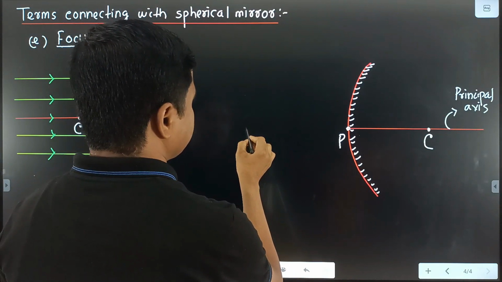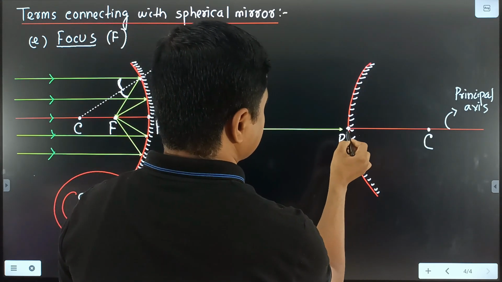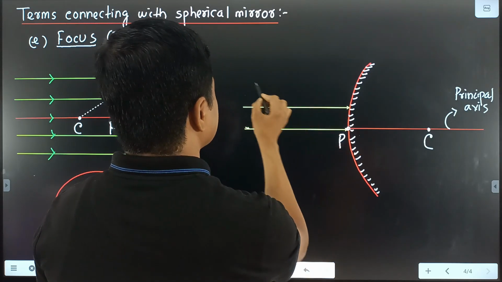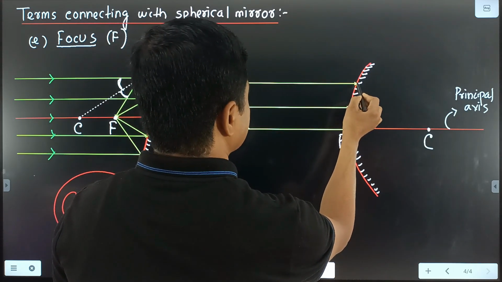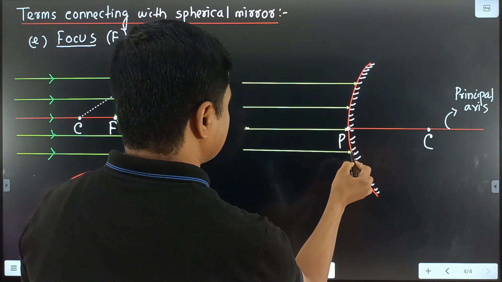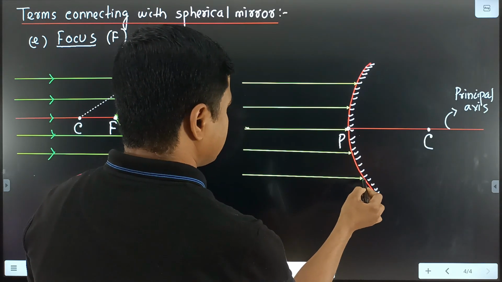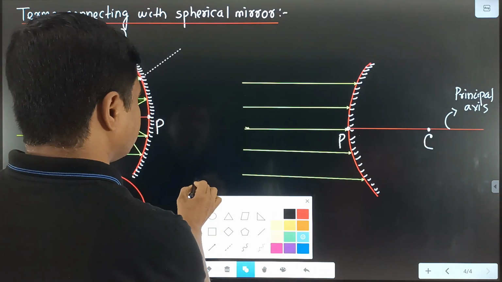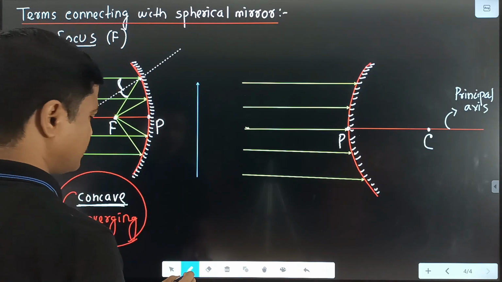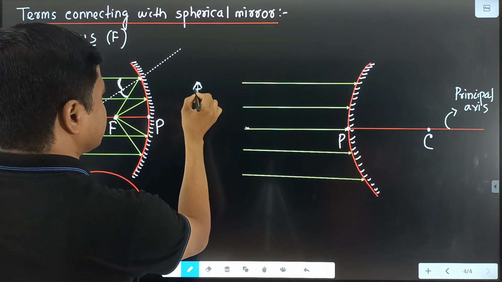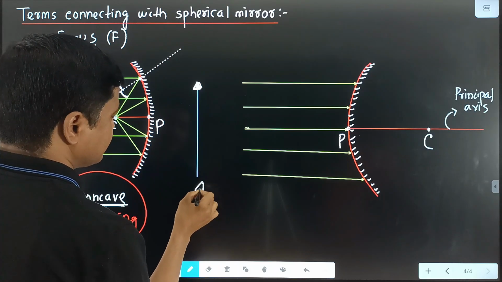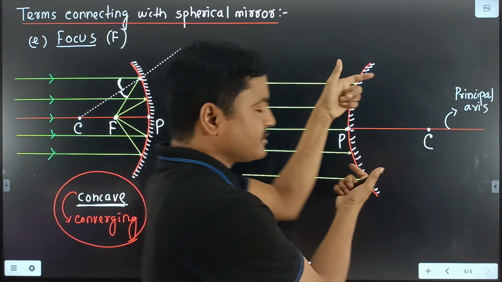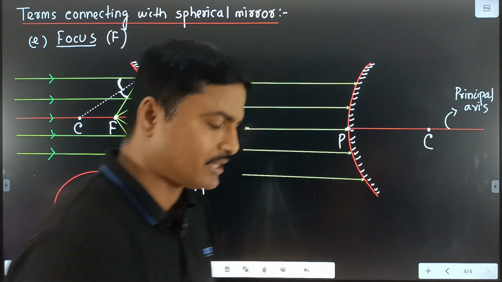And the same thing here: we also draw rays parallel to the principal axis. Suppose this one is the first ray. Similarly, you draw the parallel rays. These are the incident rays. If rays are parallel, you know the object is situated at infinity. This one is the object, the head of the object, and we write it as AB. AB is the object. If the object is situated at infinity, then the incident rays are parallel to each other. Then after reflection, what happens?